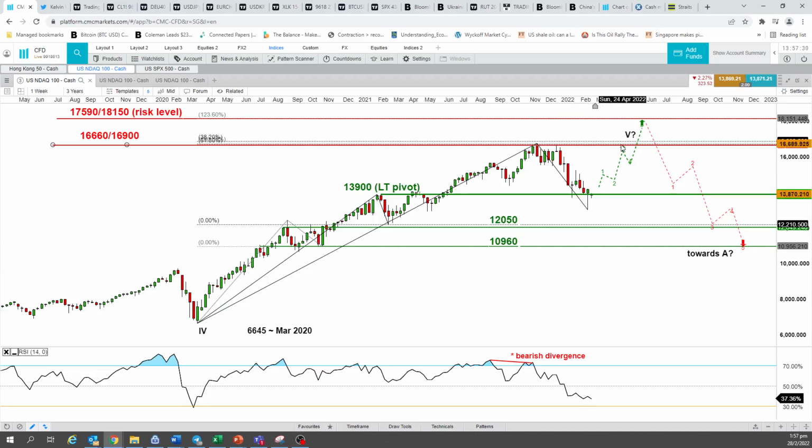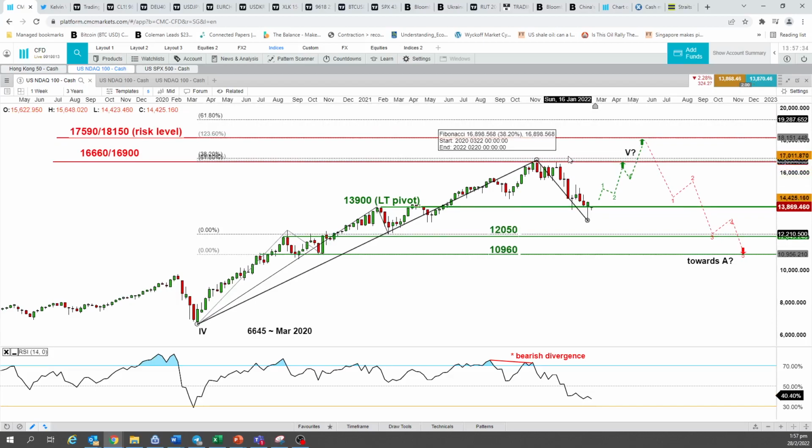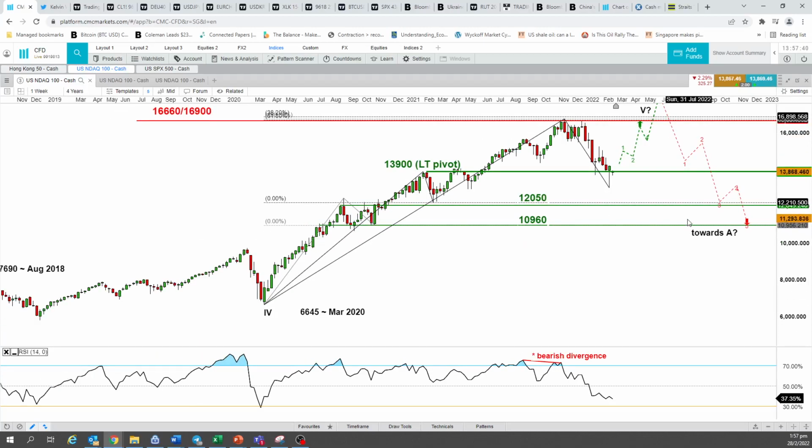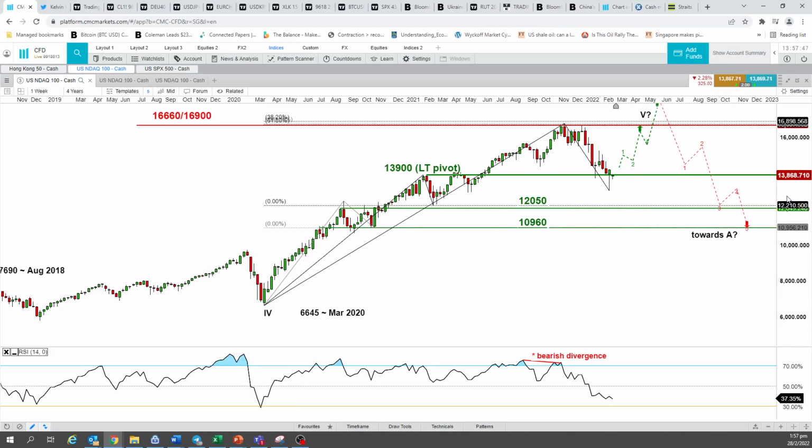So risk level will be at 16,900. Maximum will be at 17,590 slash 18,150 on the NASDAQ 100. And thereafter, we may start to shape that dreaded multi-month corrective down move of 30% to 40% towards 12,050 and 10,960. Okay, in the first step.